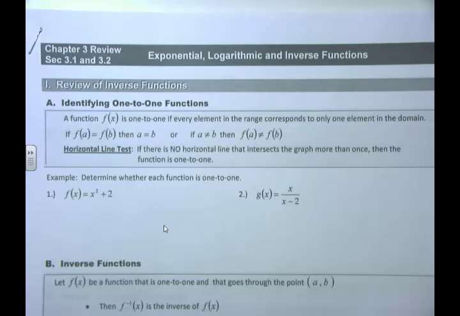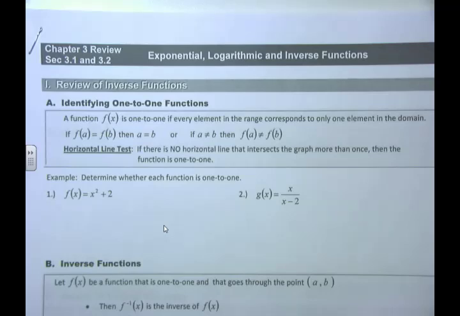So here's the deal. We're in chapter 3. Chapter 3 is going to be looking at other types of functions and taking the derivative of those things. The three different kinds of functions we're going to focus on are exponential, logarithmic, and inverse trig. Inverse functions, especially inverse trig: sine inverse, cosine inverse, tangent inverse, arc sine, arc cosine, arc tangent.